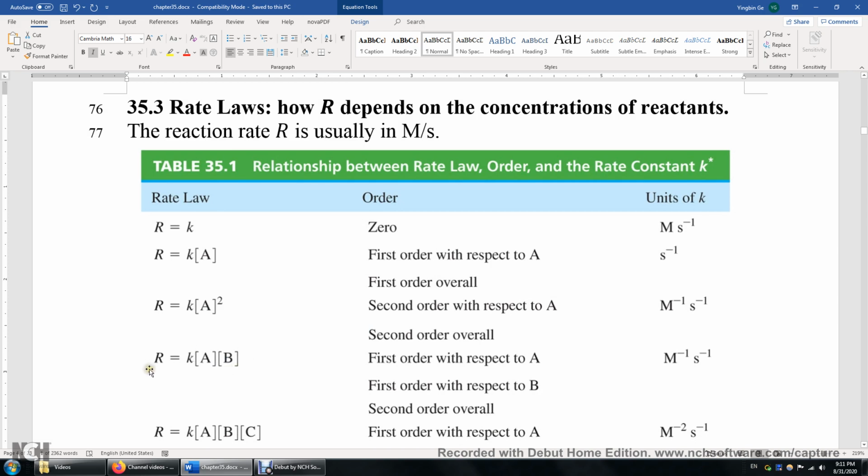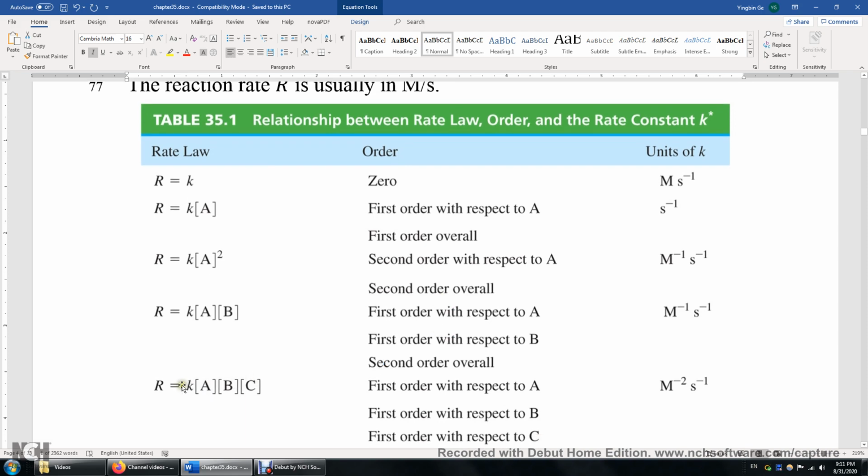This is also a second order reaction because R is proportional to A to the power of 1 and also B to the power of 1. 1 plus 1 is 2. Therefore, it's second order overall. But also you can say it's first order with respect to A and also first order with respect to B. The unit of K is again the unit of R divided by the unit of A divided by the unit of B, and therefore it's also molar to the power of -1, second to the power of -1.